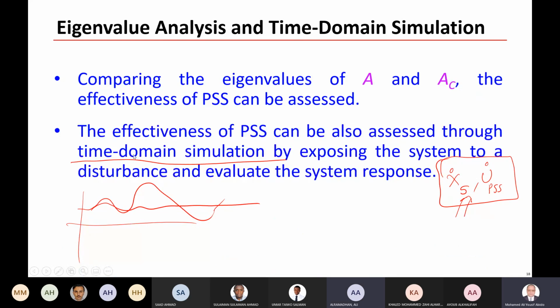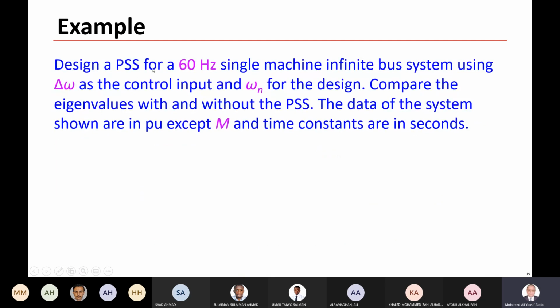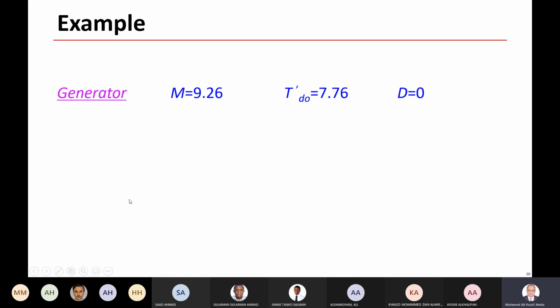Okay, comparing the eigenvalues between A and AC, and also you can do some time domain simulation, design a power system stabilizer for 60 Hz, single machine infinite bus and so on. So compare the eigenvalues with and without the power system stabilizer. The data of the system is given here.